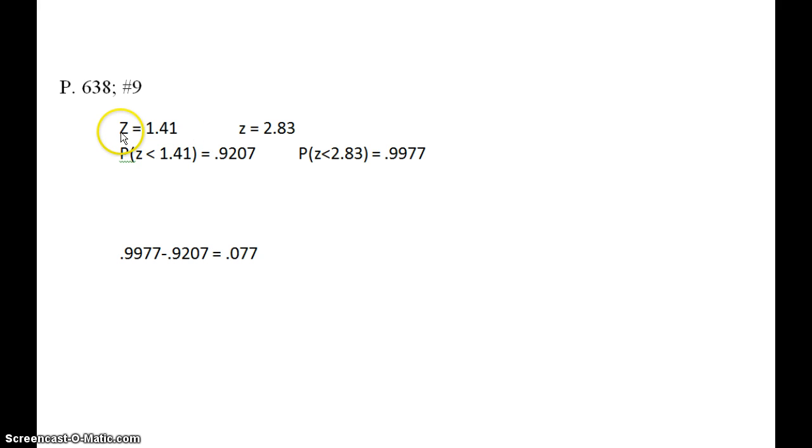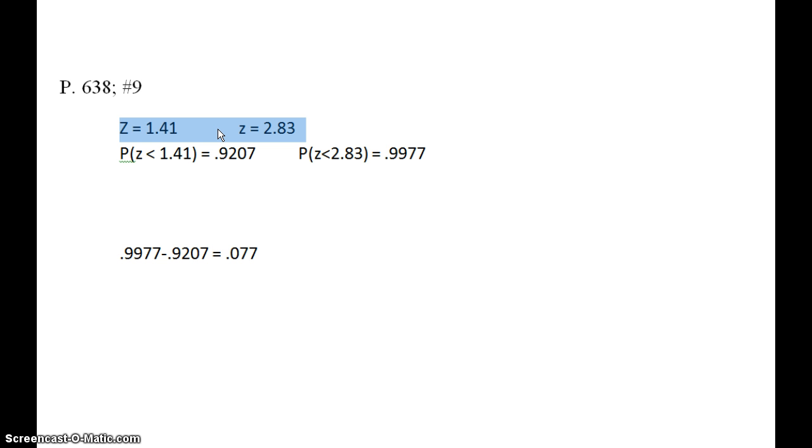So page 638, number 9, we're just trying to find the probability that we're between these two given z-scores. The directions say find the percentage of total area under the standard normal curve between the given z-scores. The area under the curve is actually the same as the probability. That's how the curve works. So what the directions are really asking is find the probability that you would be between those two numbers.